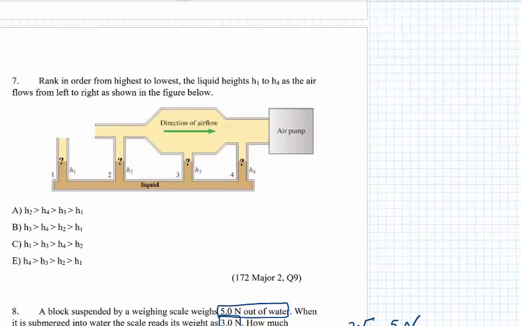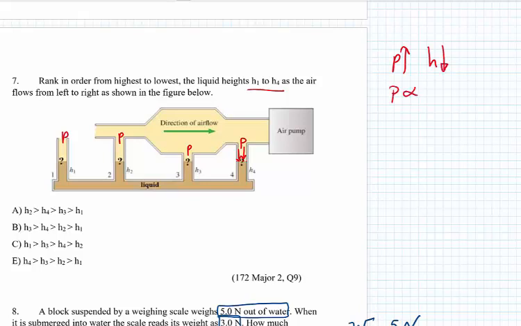Rank in order from highest to lowest the liquid heights H1 to H4. What's the relation between the pressure at each part and the height of the liquid? Of course, if the pressure is high, it will push the liquid down. So if the pressure is high, the height will decrease. So the relation between the pressure and the height is inverse proportionality. If the pressure increases, it will push the liquid down, so the height will decrease. So this is the first one.